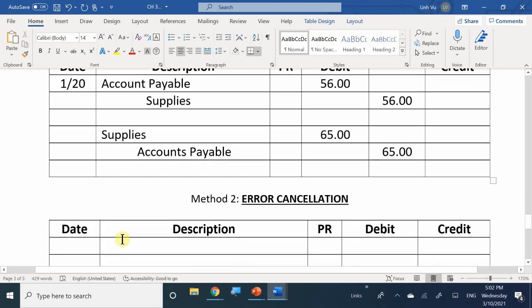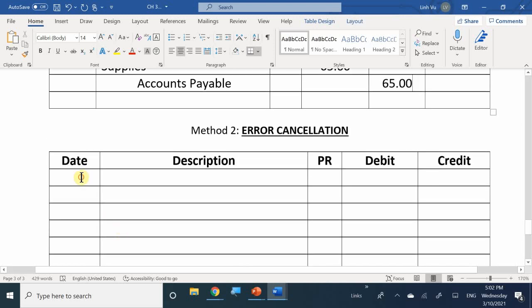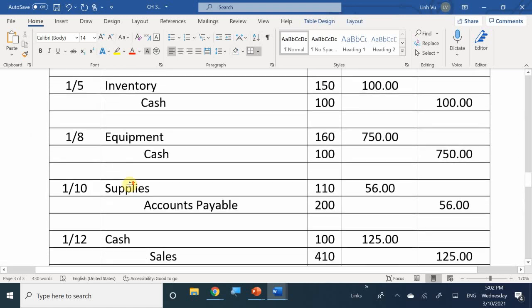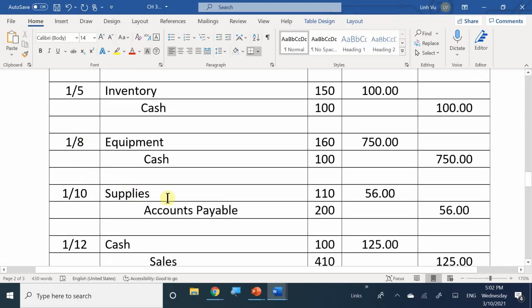Now, let's do the same thing except in context of the error cancellation. So, if I found out on January 20th, if I look at this, once again, I've journalized that it was supplies for 56, but it's supposed to be 65. So what's my difference here? $9. $9, okay?